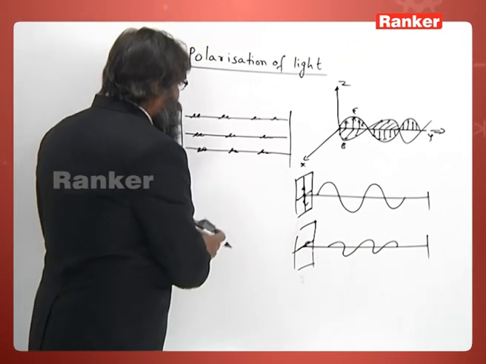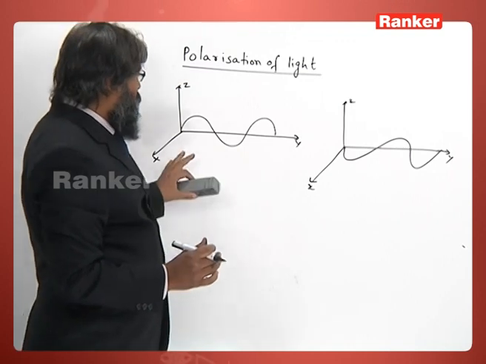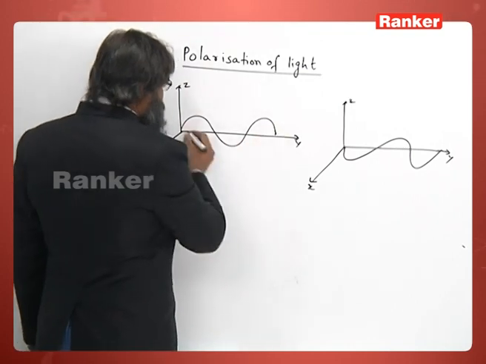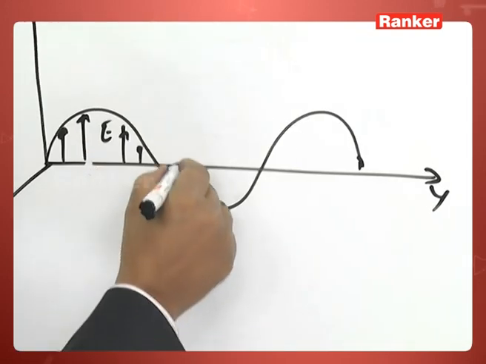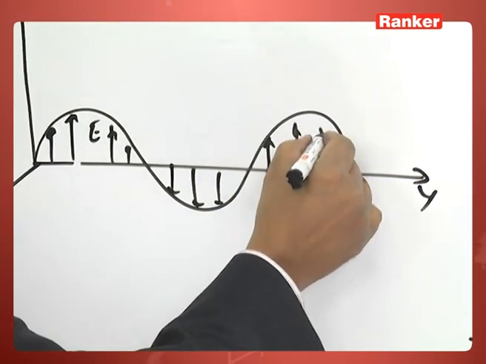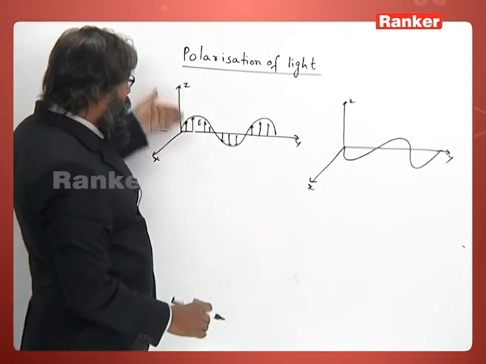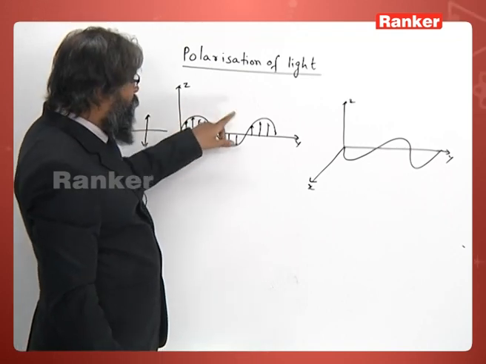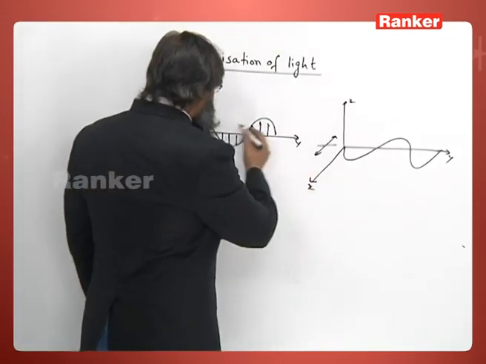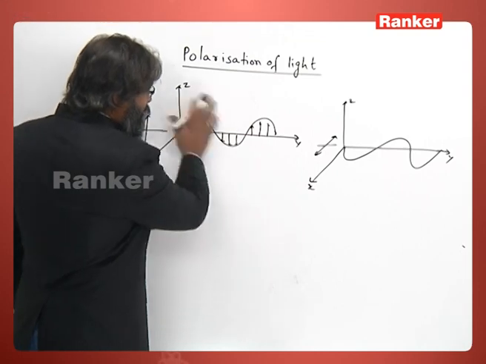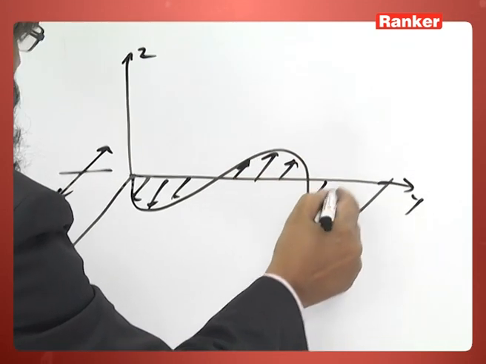So let us see different planes of polarization. Suppose this is an electromagnetic wave. I will draw only the E fields, electric fields. So you see the electric field vectors are confined along the z axis. The electric field is vibrating always along the z axis, and here the electric field is confined along the x axis. The electric field oscillates here in the zy plane, and here electric field vectors are confined in the xy plane.